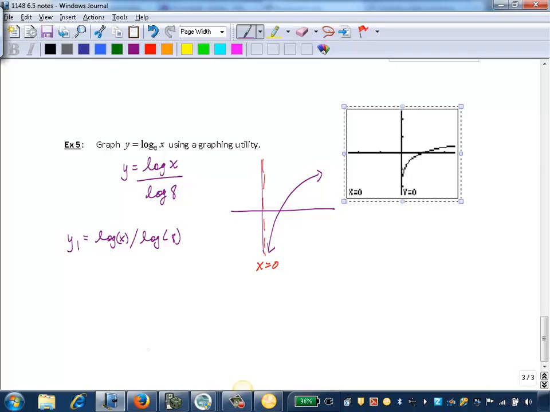So yes, when graphing logarithmic functions with a base different than e or different than the common log 10, you just use your change of base formula to rewrite, and just be careful when you enter into your calculator that you close your grouping symbol, your parentheses, correctly around the arguments.